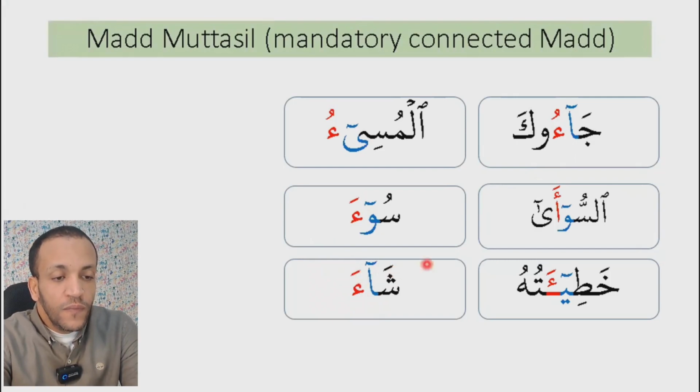So this is the Mad Muttasil. As you see, the letter of Mad is followed with the letter Hamza. The letter Hamza has a vowel. And also the sign of the long Mad will help you to recognize the section or the case of Mad.